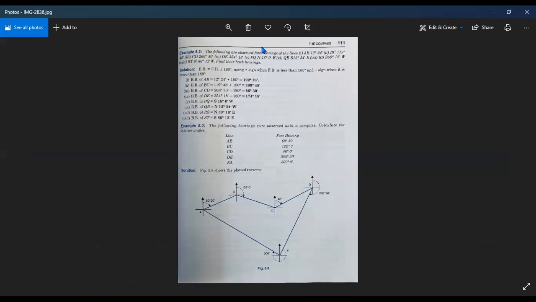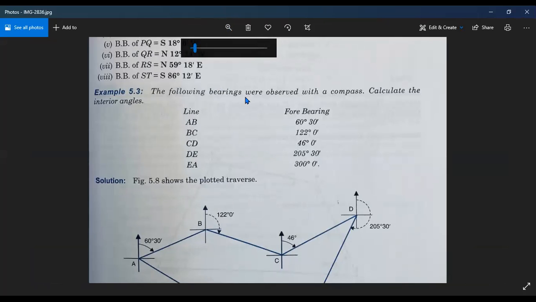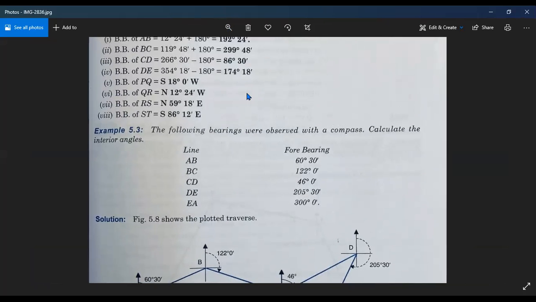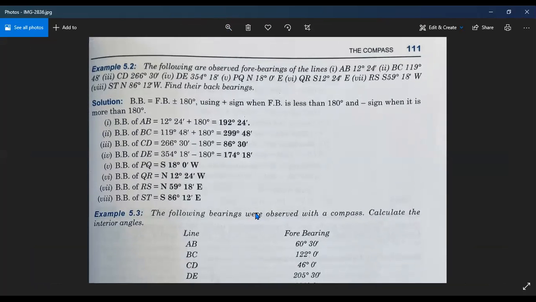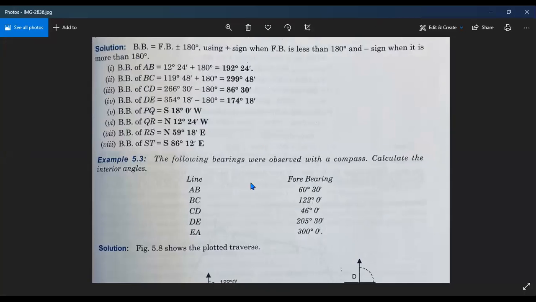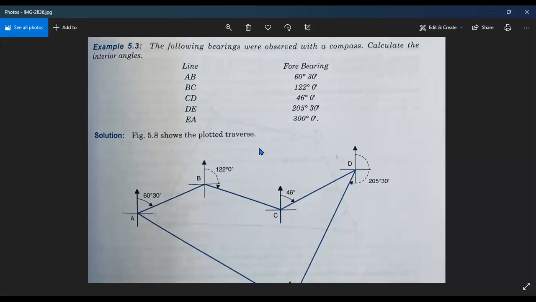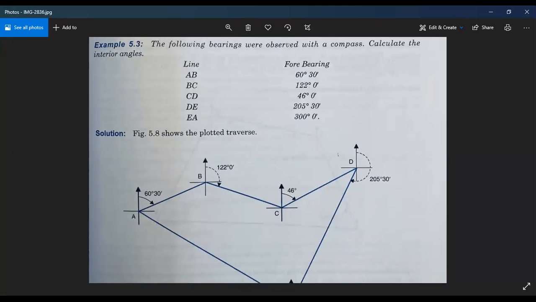See here. Example 5.2, is it visible? Now see, example 5.3, is it visible? Can anyone confirm? Yes, sir.